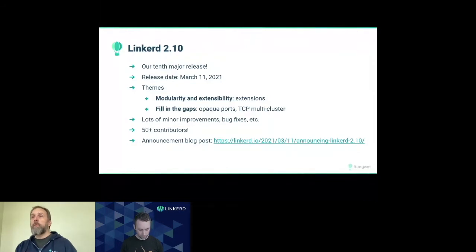And then the second is around filling in some of the gaps in 2.9, especially when it came to the ability of the mesh to provide features for all classes of traffic. So we'll talk a lot about opaque ports. Of course, like always, tons of improvements and bug fixes. We had over 50 contributors in this release, so thank you if you were a contributor. The official announcement blog post, of course, is up on the blog with lots of extra commentary about this.